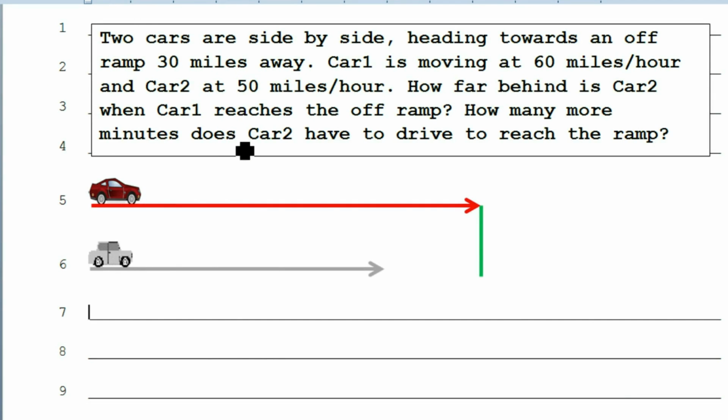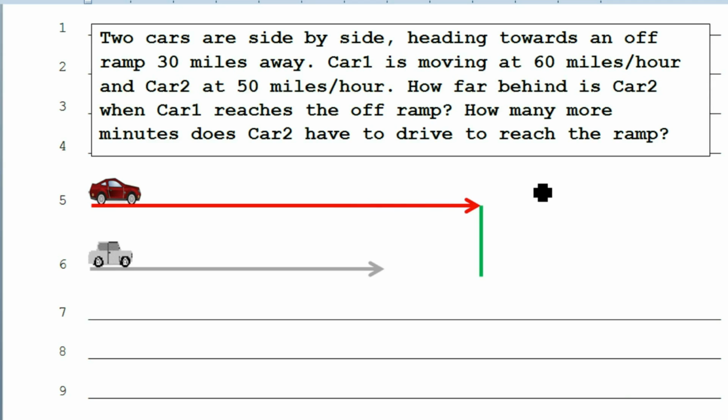Here we have two cars side by side, and they're both heading towards an off-ramp that is 30 miles away. Car 1 is moving at 60 miles an hour, and car 2 at 50 miles an hour. How far behind is car 2 when car 1 reaches the off-ramp? And how many more minutes does car 2 have to drive to reach the ramp?